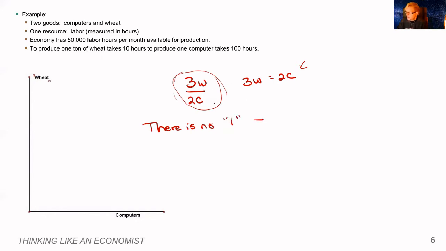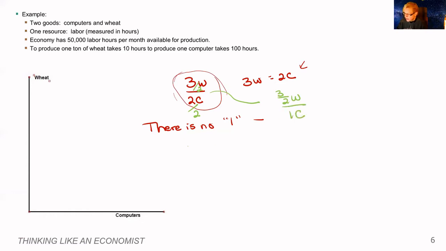Okay, so when there's no 1, what you can do is divide both the top and the bottom by either the numerator or the denominator. Because the 2 is on the bottom here, that's the one I'm going to take. So I'm going to divide 2 by 2, and I'm going to divide 3 by 2. And when I do that, I get an answer that says 3 halves wheat to 1 computer.